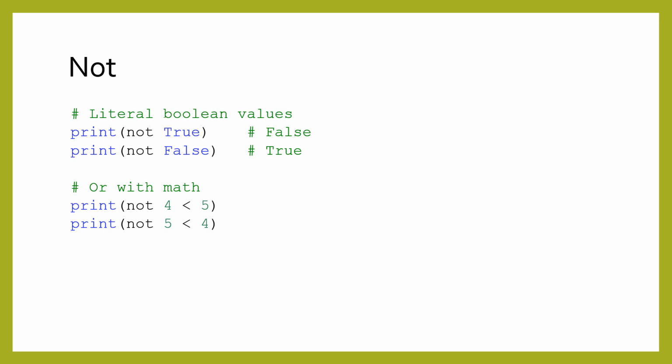The NOT operator returns true if the expression is false, and false if the expression is true. This is sometimes called the negation or logical opposite. Unlike the AND and OR operators, the NOT operator only takes in a single value.